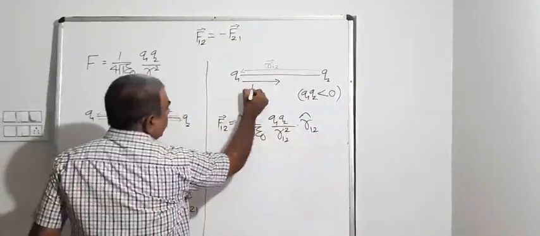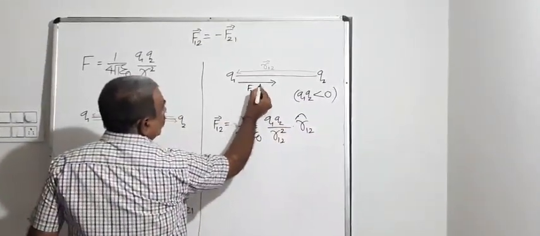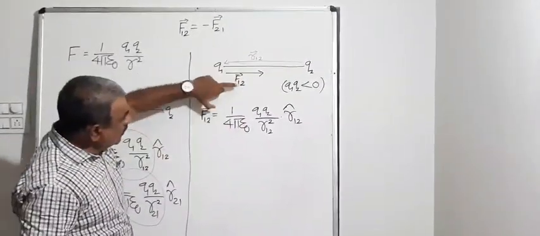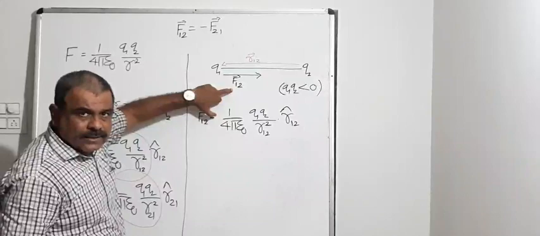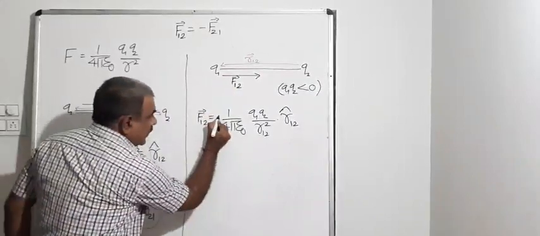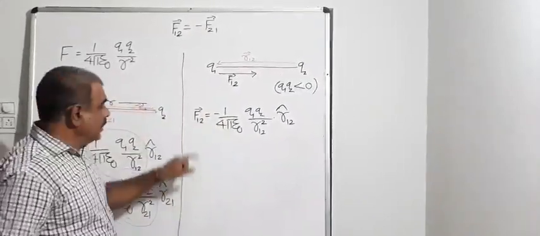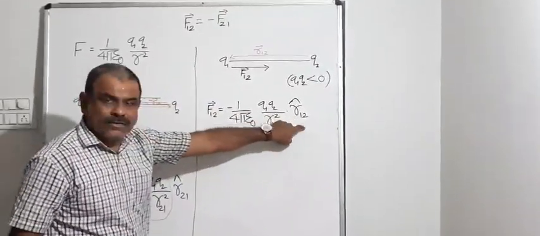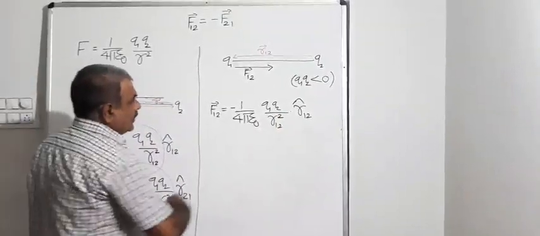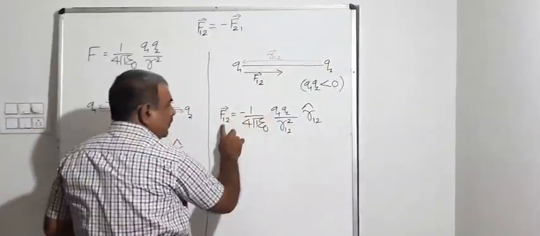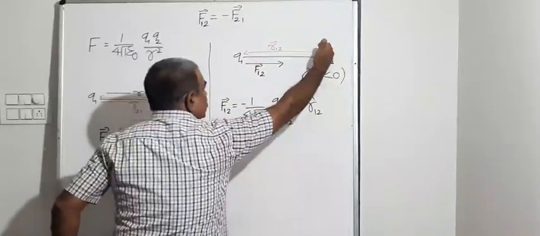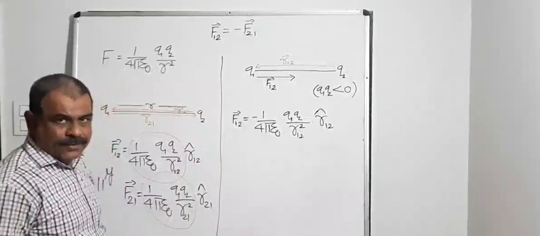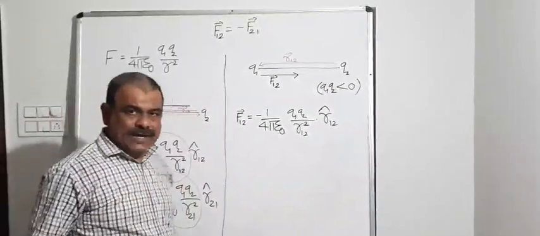So will it be F12? See, here R12 and F12 are opposite to each other. So the attractive force I'll write in this way: F12 equals minus 1 over 4 pi epsilon 0 Q1 Q2 by R12 square into R12 cap. And the directions of R12 and F12 are opposite. R12 is in this direction while F12 is opposite to it. That's why it is negative. Attractive force is negative.